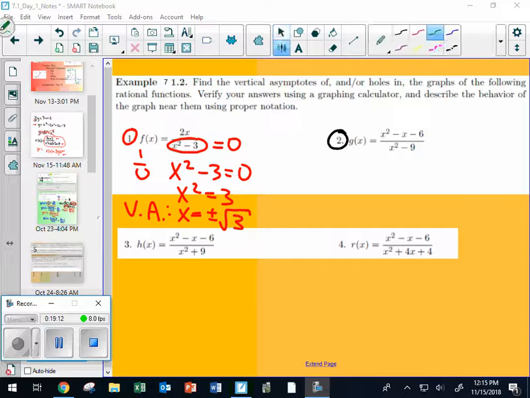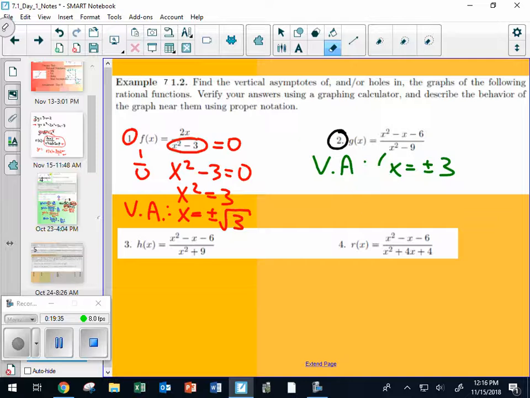So, now that we have had time to figure out what our vertical asymptote is, would the person in the 5th row, person 1, could you please tell us what you got for the vertical asymptote here? Positive and negative 3. x is equal to positive and negative 3. All right.